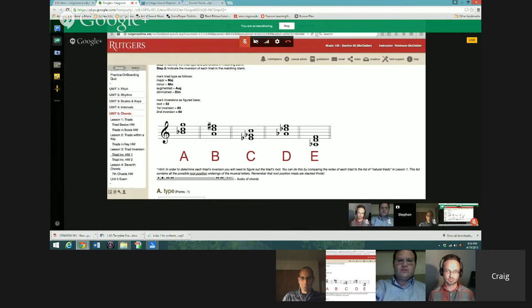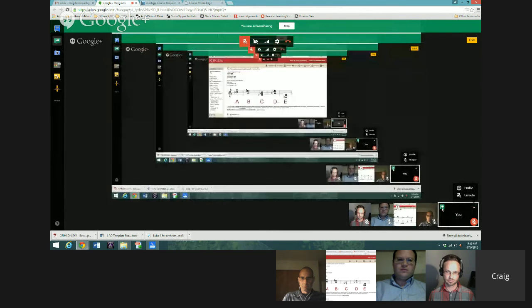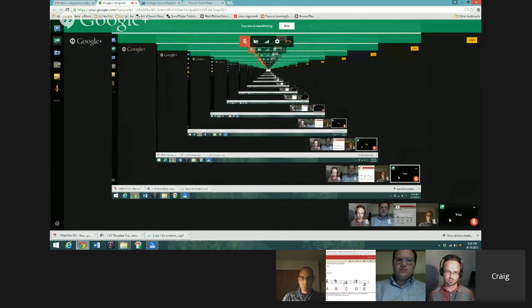Yeah, especially if you're a visual kind of person, it's definitely the quickest way. If you just memorize that look of it, you can recognize the inversion almost immediately, and then work from there, which can be great.